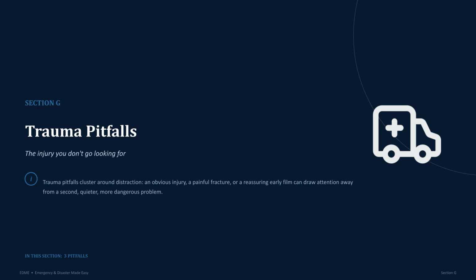Section G covers trauma pitfalls. These center on distraction, when an obvious, painful injury diverts your attention away from a quieter, potentially more lethal, internal problem. A systematic survey is your best defense.